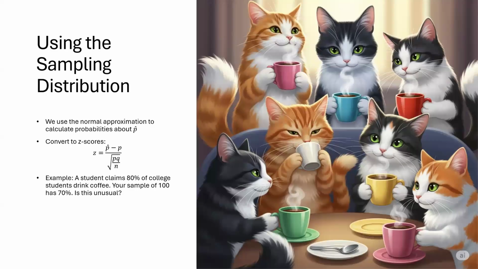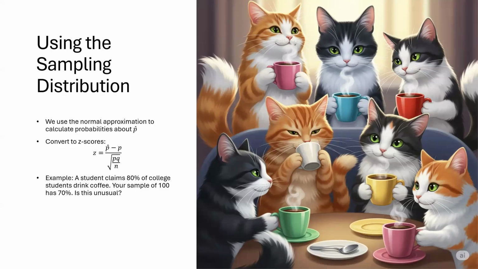Once we've established that our sample proportions are normally distributed, we can use z-scores to ask, how unusual is this sample? Let's walk through an example. Imagine someone claims that 80% of students are daily coffee drinkers. You sample 100 students and only 70% say yes. That's a decent gap, but is it statistically significant?